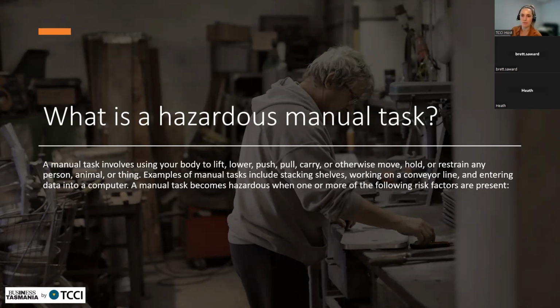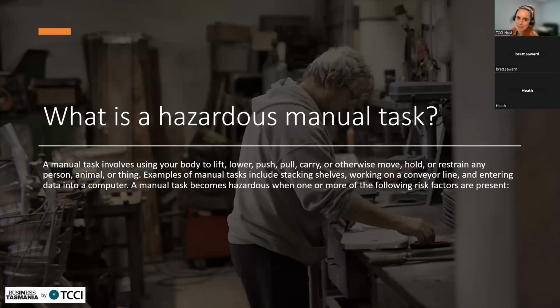So the definition from Safe Work Australia: a manual task, just like you said, involves using your body to lift, lower, push, pull, carry, or otherwise move, hold, or restrain any person, animal, or thing. Examples of manual handling tasks include stacking shelves, working on conveyor lines, entering data into a computer.